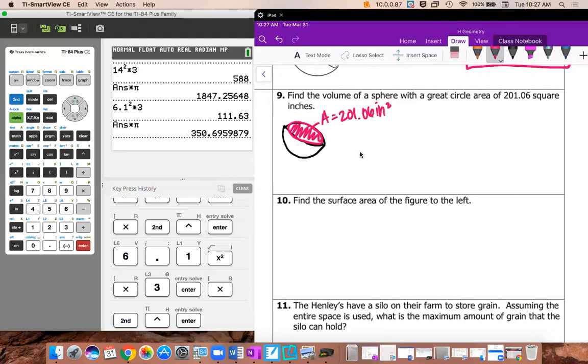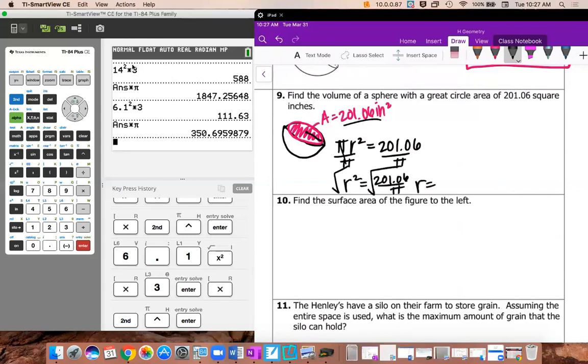Remember, to find volume, we need to be able to find the radius. So in order to find the radius, we just have to set this equal to the area formula. We know the area of a circle is pi r squared, and that area is going to be 201.06. Now all we have to do is solve for r. The first thing I'm going to do is divide by pi, and I'm just going to leave it like that. So r squared is equal to 201.06 divided by pi. And then to get rid of the squared, I do a square root.